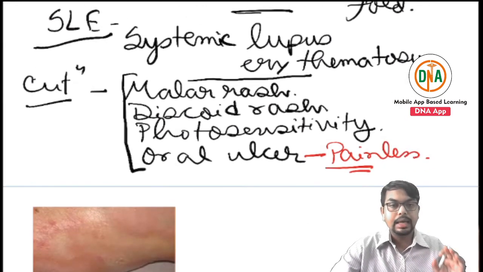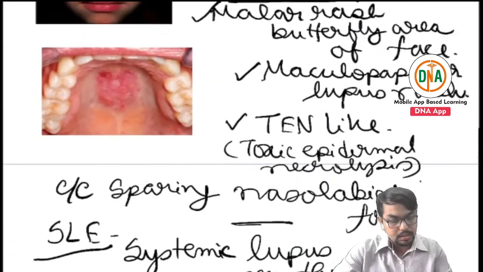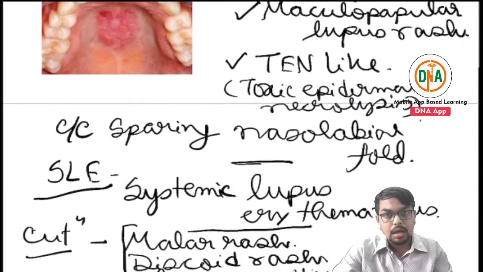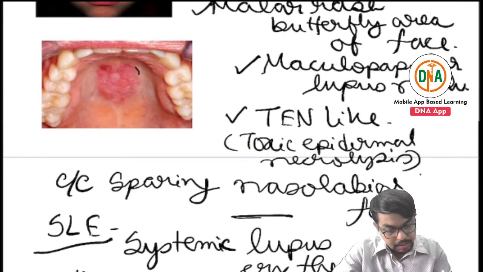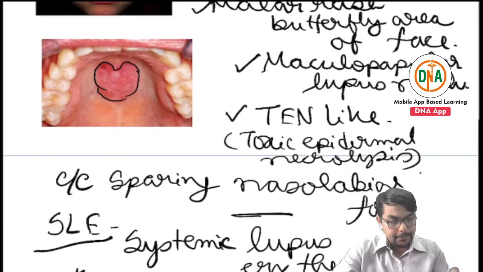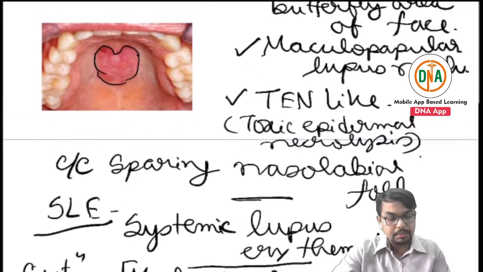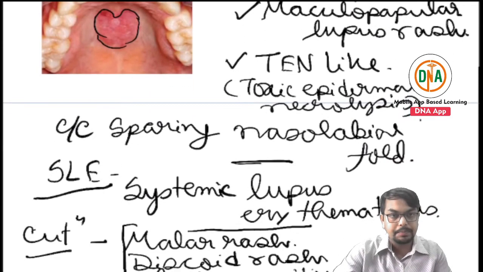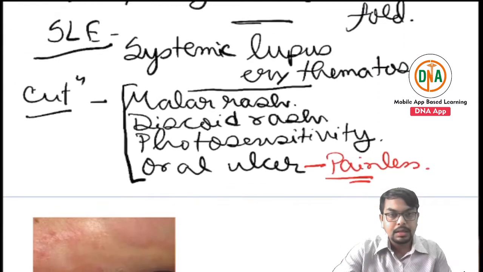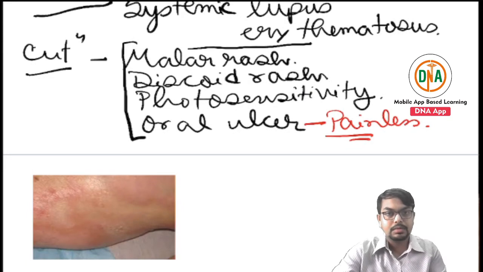So whenever you get a case of DLE, always look into the oral mucosa. You may find an ulcer, and the patient would not complain about it because it is painless. If you get an ulcer over the hard palate, always suspect SLE. You have to rule out other diagnostic features of SLE if you get an oral ulcer along with the cutaneous features of DLE.